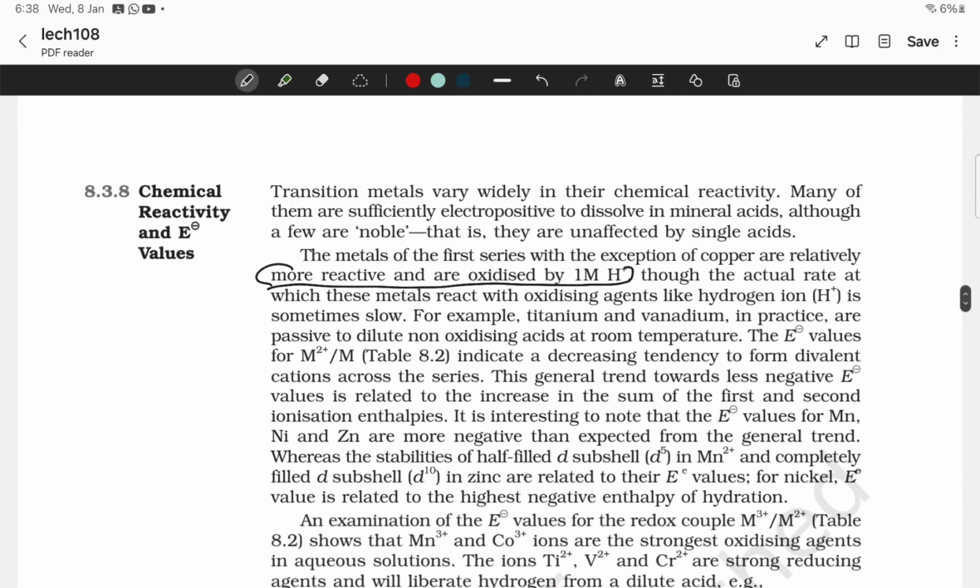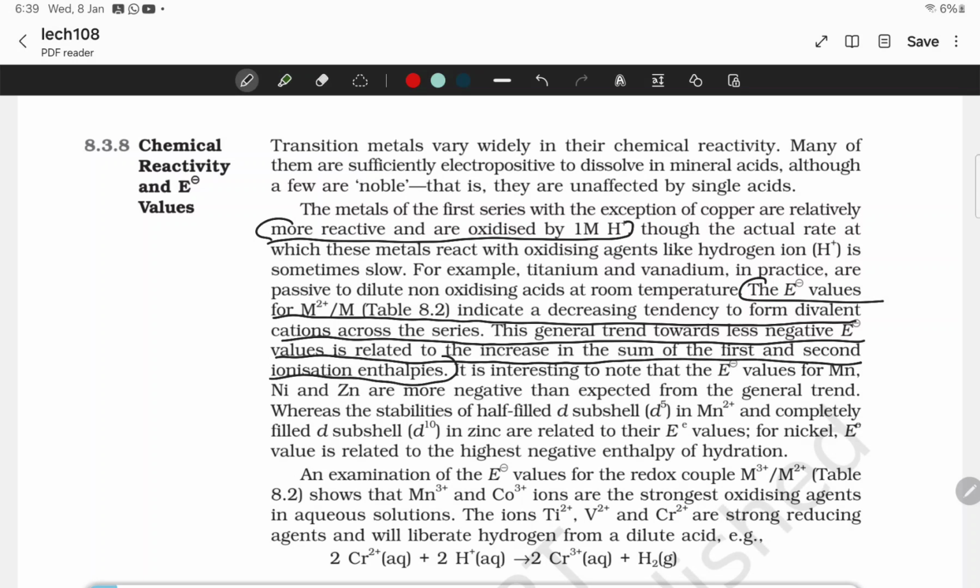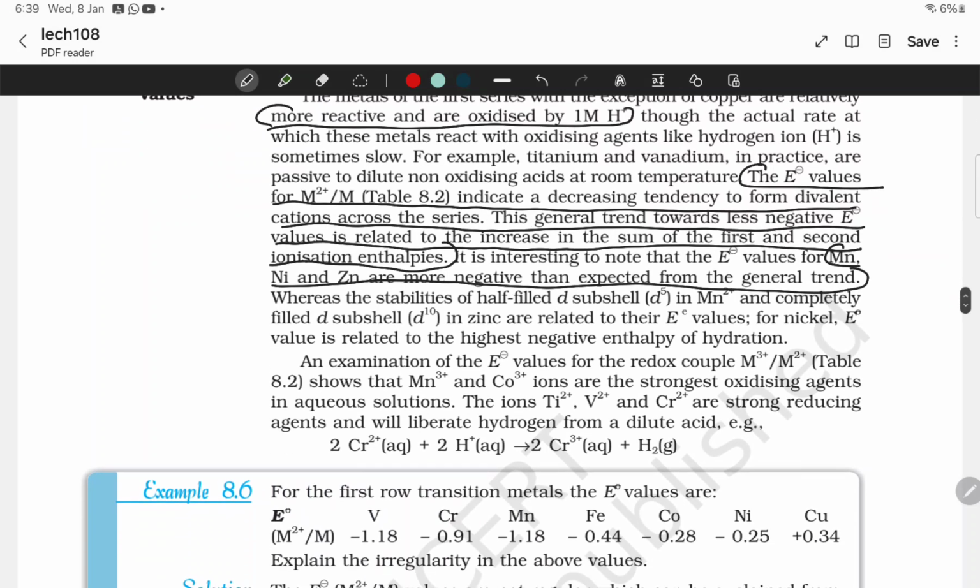The rate at which a metal reacts with an oxidizing agent like hydrogen ion is sometimes low, for example titanium and vanadium in practice. The E0 value for M2+ to M indicates a decreasing tendency to form divalent cations across the series. This general trend towards less negative E0 values is related to the increase in the sum of the first and second ionization enthalpies. It is interesting to note that E0 values for Mn, nickel and zinc are more negative than expected from the general trend. For nickel it's because of hydration enthalpy; for zinc and manganese because of the stability of the half-filled configuration.